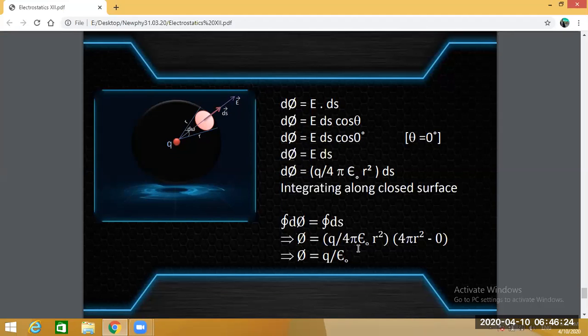Gauss law says that the total electric flux linked through a surface that encloses a net amount of charge is just equal to 1 by epsilon naught times the total charge enclosed by the surface. So this has been proved.